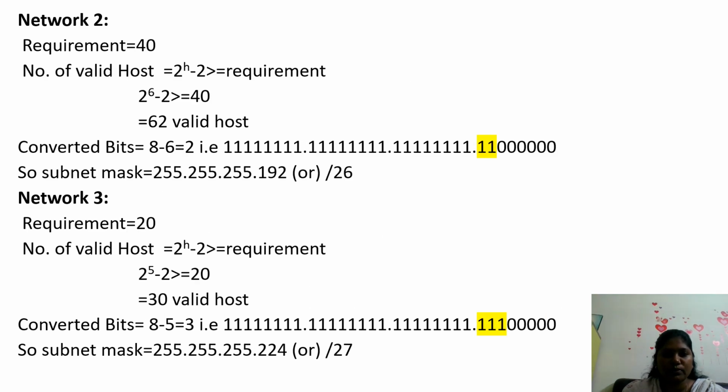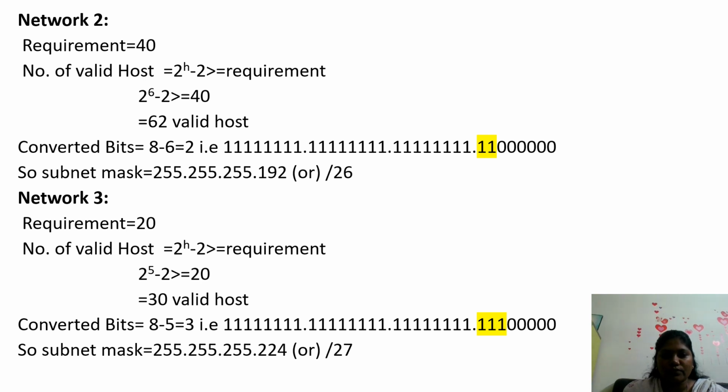Now for the next network, the requirement is equal to 40. The number of valid hosts is equal to 2 power h minus 2 greater than or equal to the requirement, where the requirement is 40. If we make the h value 5, it is going to give me the value 30, but the requirement is actually 40. So let me take the next value, which is 6. 2 power 6 minus 2 is greater than or equal to 40, which means I can accommodate 62 valid hosts. So we are going to calculate the converted bits from the host portion, where 8 minus 6 is equal to 2.